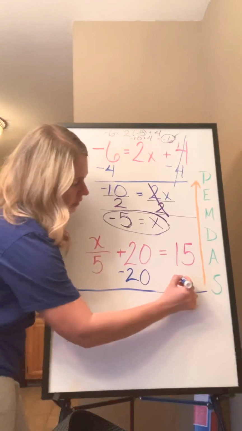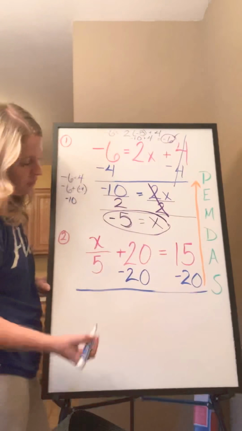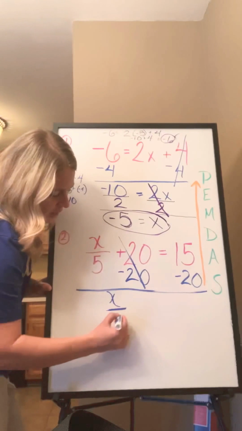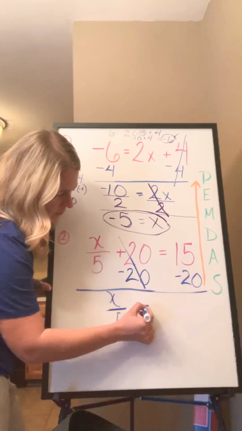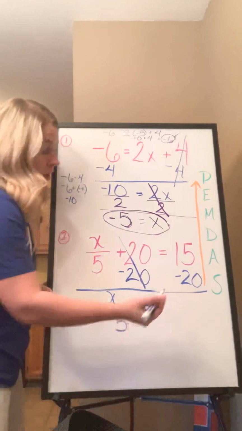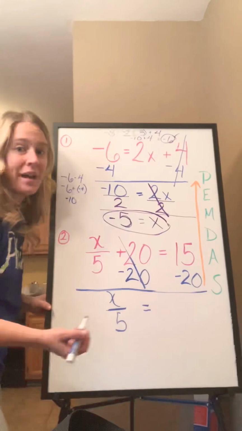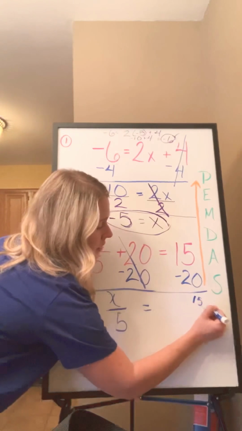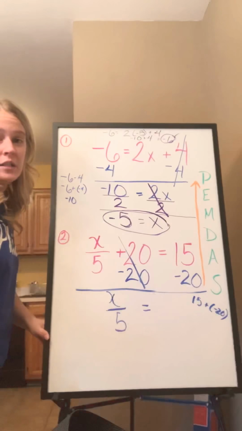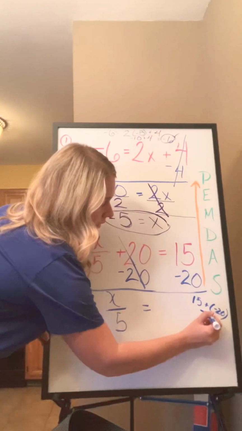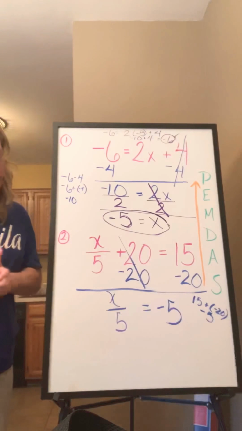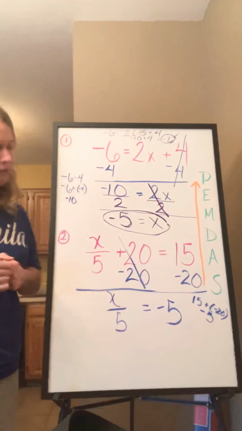But whatever I do to one side of the equal sign, I have to do to the other. So these cancel each other out, leaving me with x divided by 5 on one side. And over here, 15 minus 20. All right, I'm taking away more than I have. So I can rewrite that as 15 plus -20, and then I know my rules of integers. This is going to give me -5. All right, so right now I have x divided by 5 equals -5.